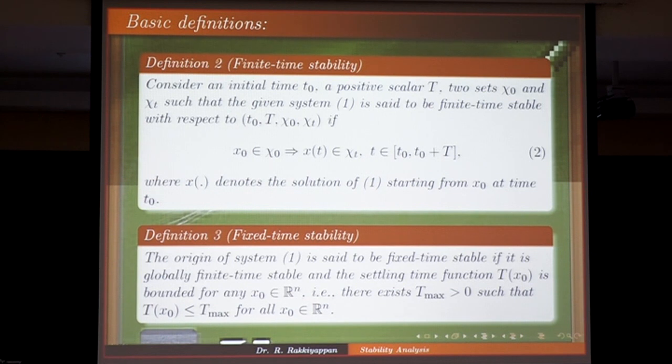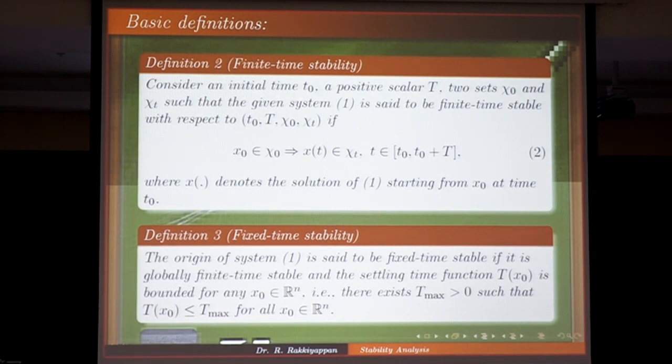So the next one, definition 2, is nothing but the finite time stability. This is the definition due to Francesco Amato. He was a French mathematician, and he is the person who introduced this definition for the study of finite time stability.